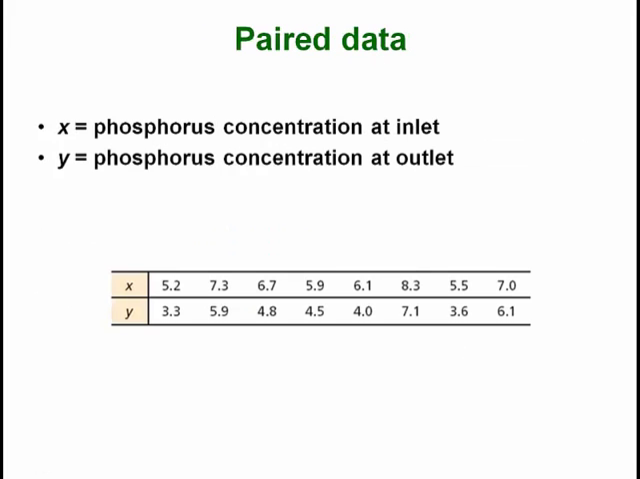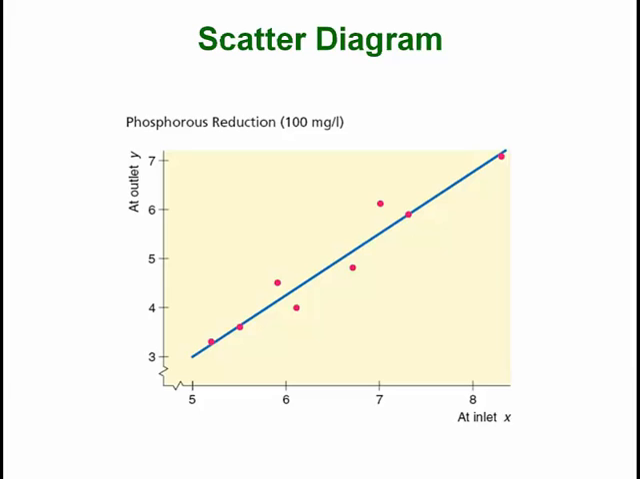So let's look at an example where we have a pair of data, the phosphorus concentration at an inlet and the phosphorus concentration at an outlet. We have the x and y data, and we want to take this data and plot it. Using our Excel tool, where x is the inlet and y is the outlet, we get our scatter plot. With our scatter plot, we can use this information to draw our trend line. We'll see this later in our examples.